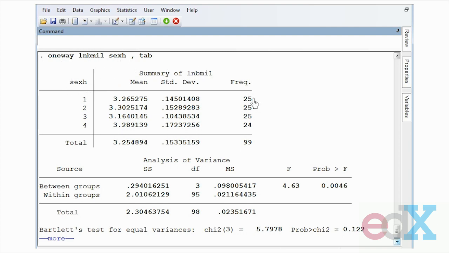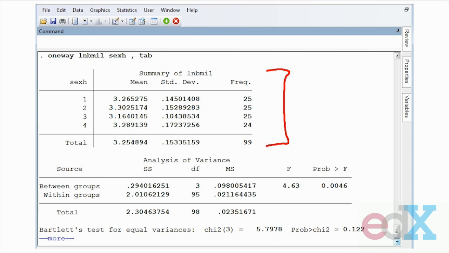Now, we have 25 people, men without hypertension, 25 men with, 25 women without, and only 24 women with. So it's a little bit uneven. That's the luck of the draw. Now, we look and we see a 3.2, 3.3, 3.1, and 3.28, 3.16, sorry. Here is the analysis of variance table. Here's the tables we asked for. That gives us the mean and the standard deviation for each of the 4 groups.